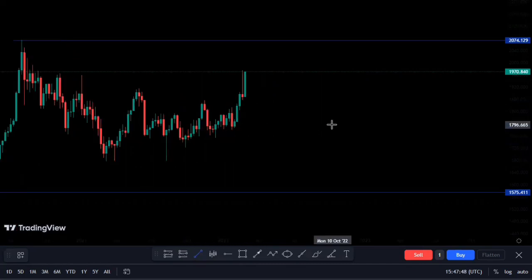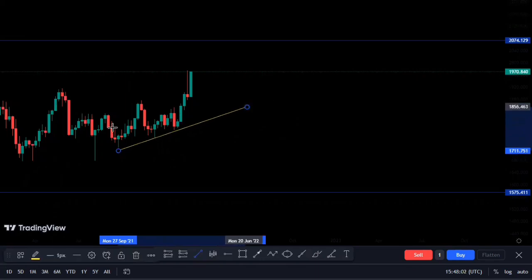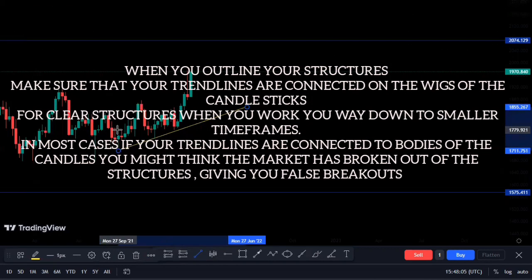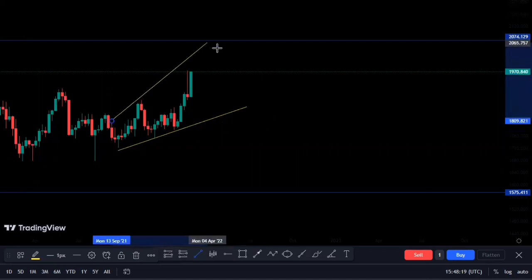So for example, say I was to outline the outer structure or whatever structure that I'm seeing here, I was going to use my trend lines to outline this part here as my lowest part of the structure, and then here, this one I'm going to use to outline my highs of the structure. So this is my outer structure here, or my bigger picture. If I was using a daily time frame, this was going to be my outer structure.